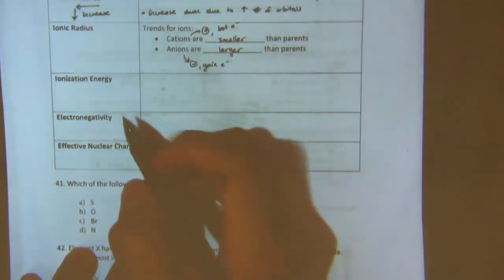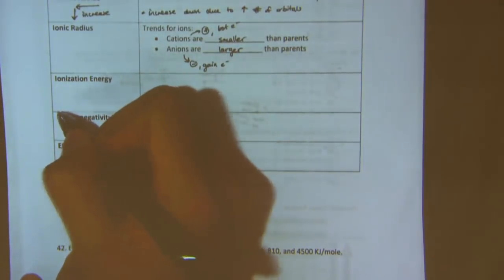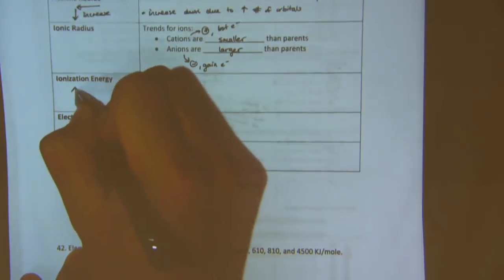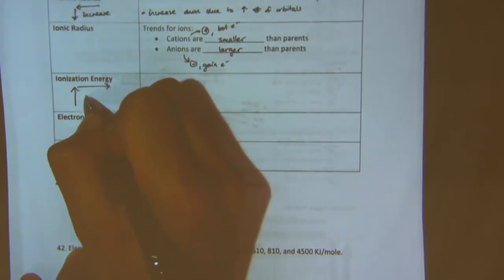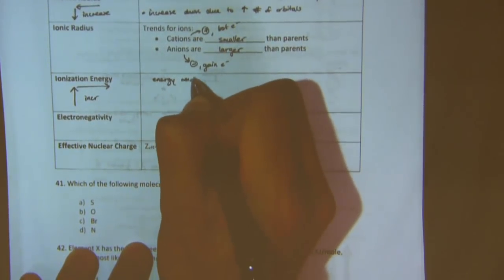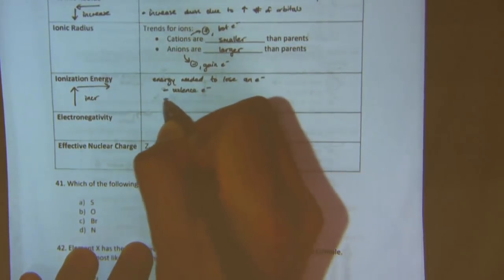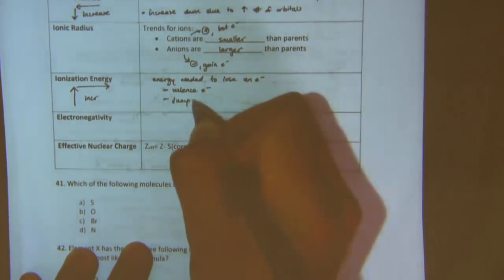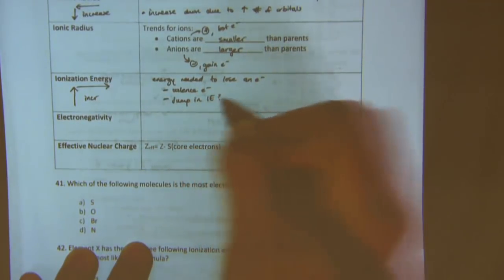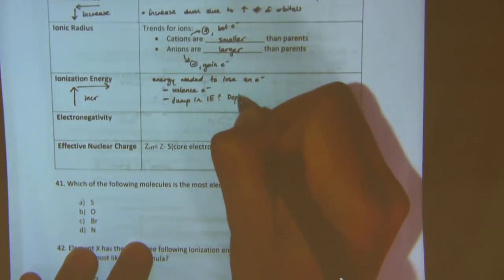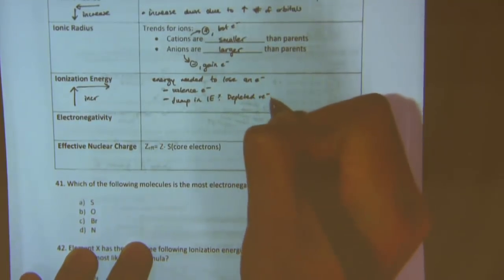So we have another trend for ionization energy, and the rest of these are going to be kind of similar in that they're going to increase up and to the right. So a little bit about ionization energy. It's the energy needed to lose an electron. These are typically in correspondence to your valence electrons. And something to note is that if you see a jump in ionization energy, it means that you depleted the valence electrons and that you're now going into your core electrons.